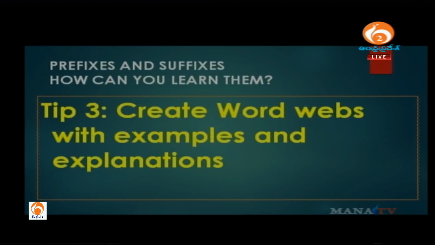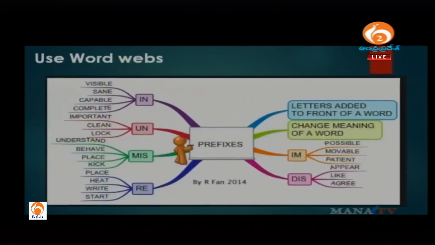Tip number 3, create word webs with examples and explanation. This is extremely powerful. This is an illustration for you. I have the prefix on the left as well as on the right. So I have the word visible, so as a prefix I can just add invisible. I have the word sane, I can add insane. I have capable, I can say incapable. Complete, incomplete. Now when I am adding an IN, it becomes an antonym also. Pay attention. It's also becoming an opposite word.